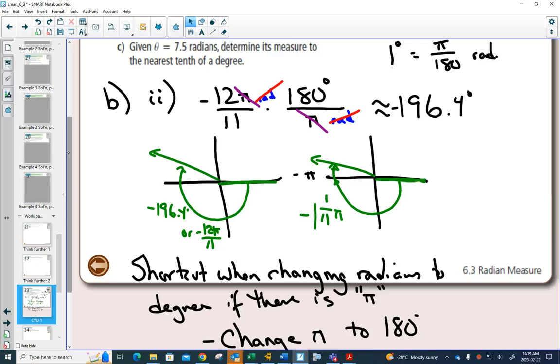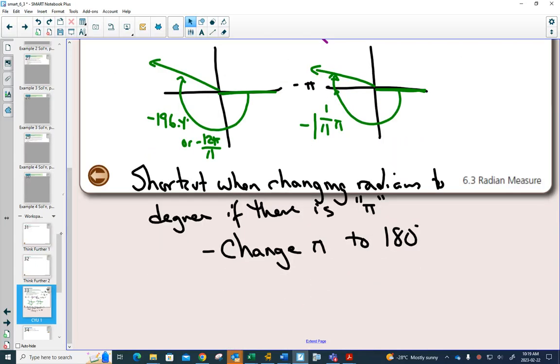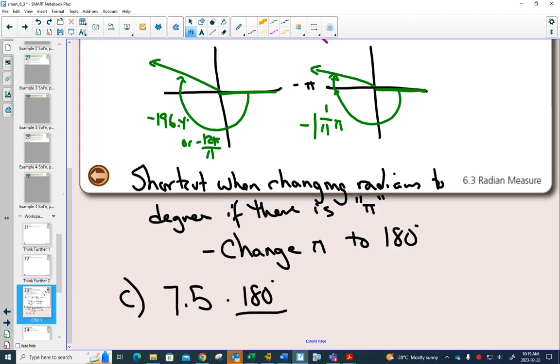Okay, so part C, 7.5 radians, we want to change it to degrees. So we would multiply by 180 over pi. Can't use the shortcut here. So 7.5 times 180 over pi is 429.7 degrees.